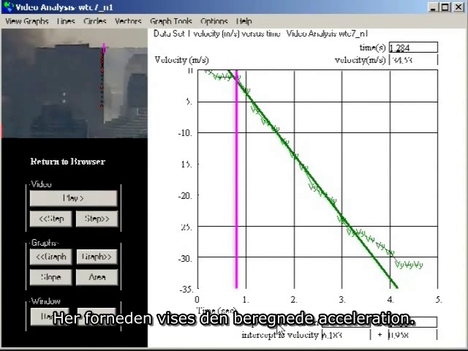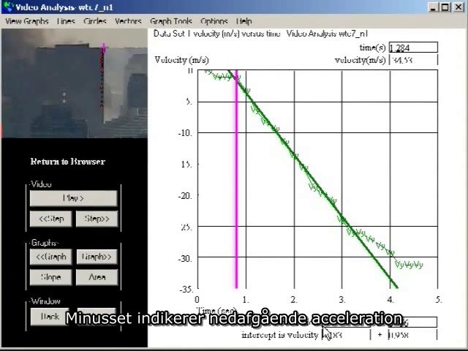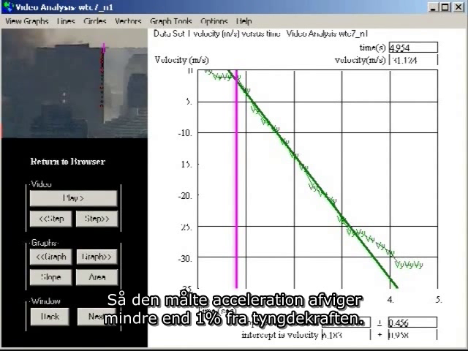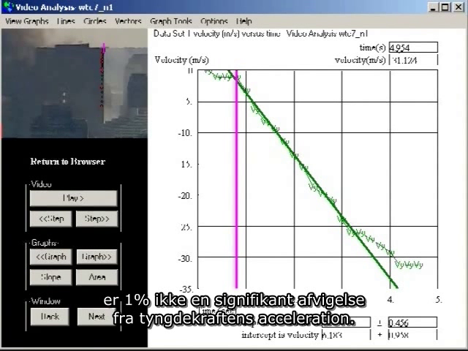Down here at the bottom, the computed acceleration is shown, minus 9.885 meters per second squared. The minus sign indicates downward acceleration. The acceleration of gravity for New York City is 9.802 meters per second squared, so the measured acceleration is within 1% of the acceleration of gravity. Given the graininess and size of the image, 1% is not a significant difference from the actual acceleration of gravity.